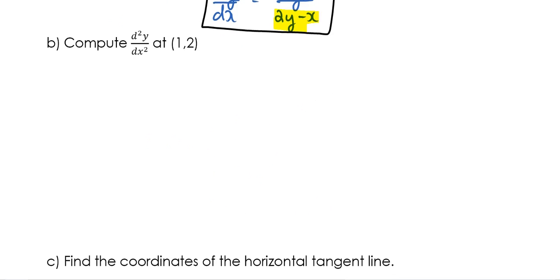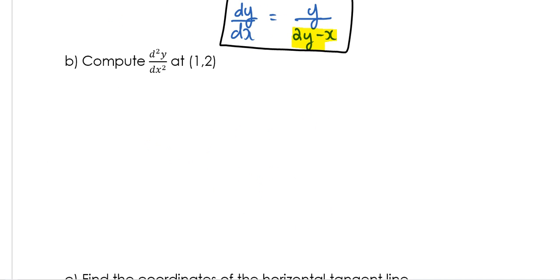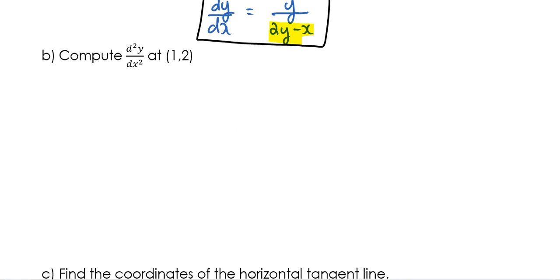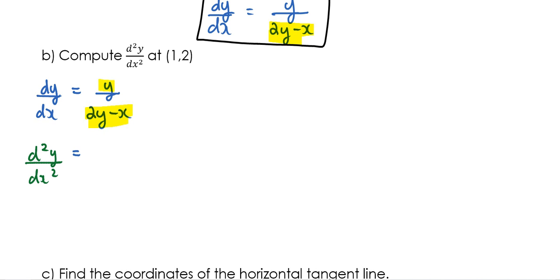Part B. Part B is asking you to find the second derivative, and you should evaluate this at the point (1, 2). Okay, so if I know that my first derivative here from part A is y over 2y minus x, I need to find the second derivative now. So this is going to be d squared y over dx squared. And for a question like this, since I have a fractional expression here, I have a numerator and a denominator, this means I need to use the quotient rule.